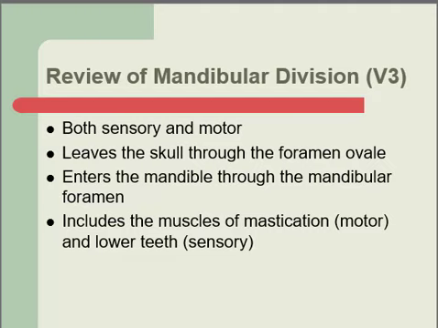Let's review. All right, mandibular division. It's the only one that's mixed. It's both sensory and motor. It leaves the skull through the foramen ovale. It enters the mandible through the mandibular foramen. It includes the muscles of mastication, that's the motor aspect of it, and the lower teeth on one side, right? We have a right and we have a left.